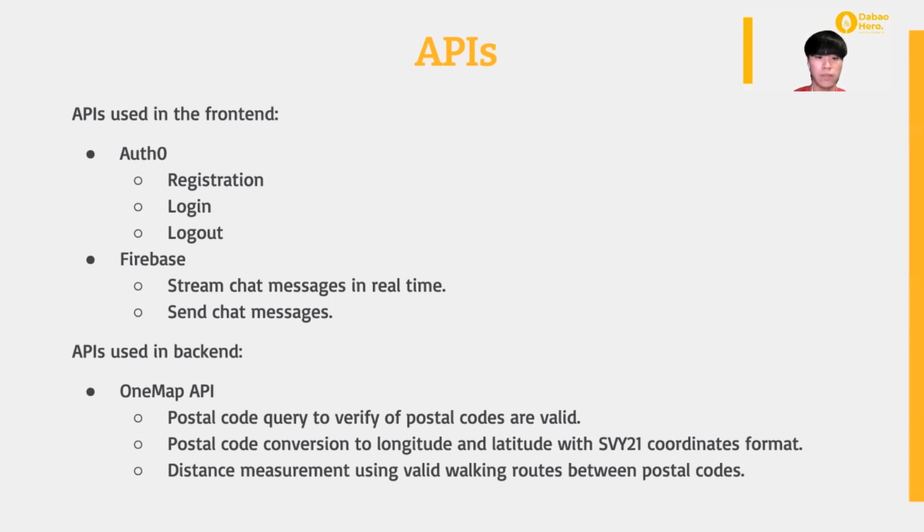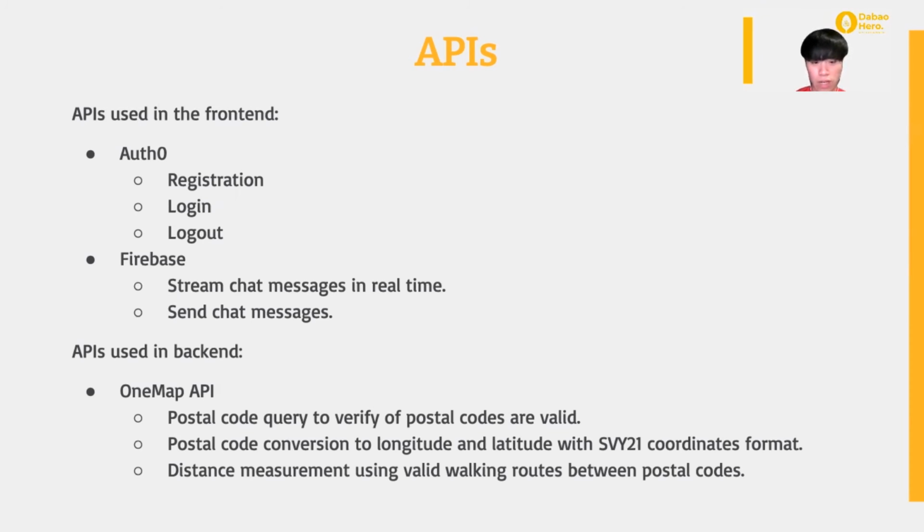As for APIs used in the backend, it's mainly the OneMap APIs. The first function is to verify if postal codes are valid. This is some form of error checking that we do in our backend. Secondly, we also convert postal codes into longitude and latitude with the SVY21 coordinates format, because in Singapore, this is the coordinate system that we use. This is to ensure that the postal codes are mapped correctly to the longitude and latitude.